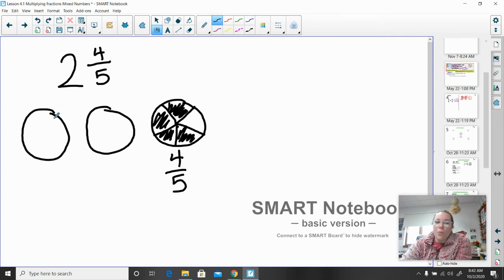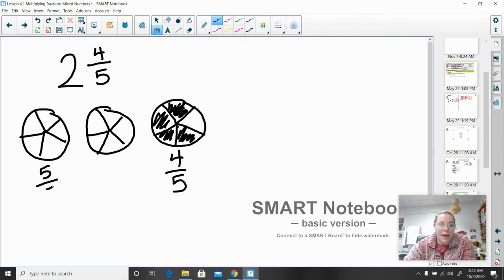So I have 2 whole pizzas over here, but if this one's cut into fifths, that means that this guy is also going to be cut into fifths. And so is this guy. And so what it means is, because I have all of them, I have 5/5, or a whole. Remember, anything over itself is equal to 1. So I have 5/5 of a pizza here, 5/5 of a pizza here, and 4/5 of a pizza here.